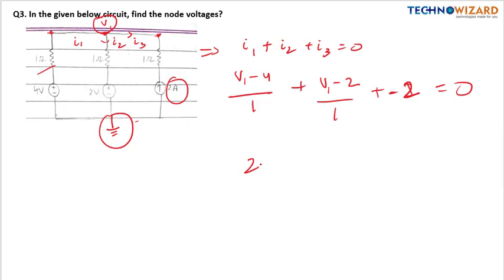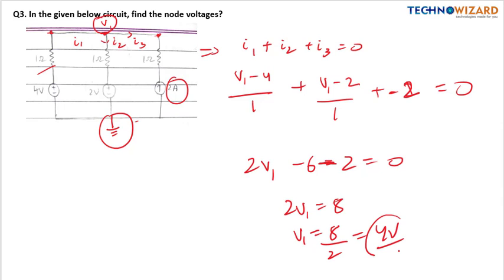So this will be 2V1 minus 6 minus 2 is equal to 0. So 2V1 is equal to 8 and V1 is equal to 8 upon 2, which you are getting as 4 volt, the nodal voltage. So this is one simple question on nodal analysis.